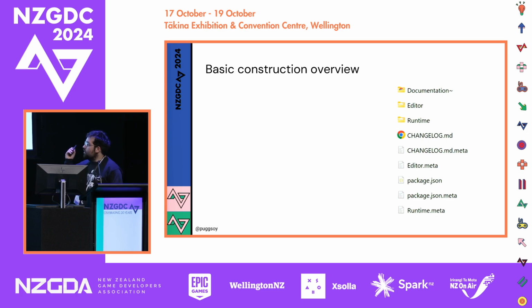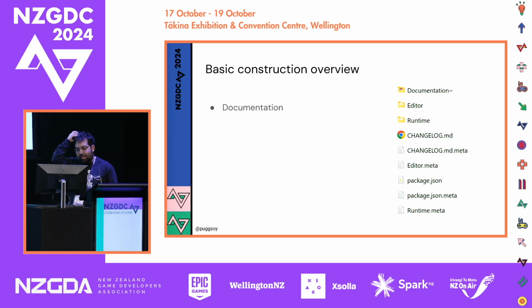This is the basic construction of how you make a package. This is what a package looks like at its core, kind of. So it's made up of a couple of things. Documentation. Now, that's not necessary. As we all know, documentation is optional. No. You should put it in.